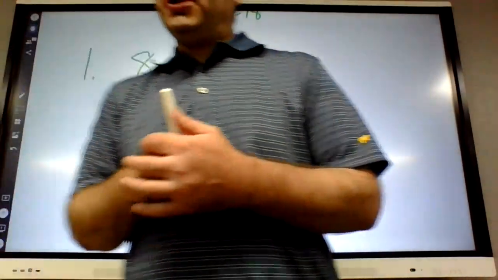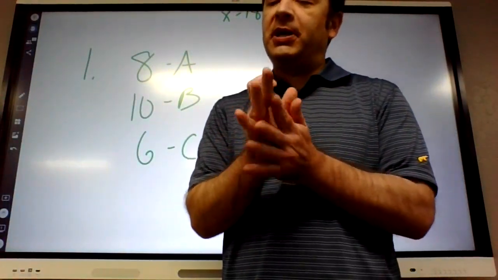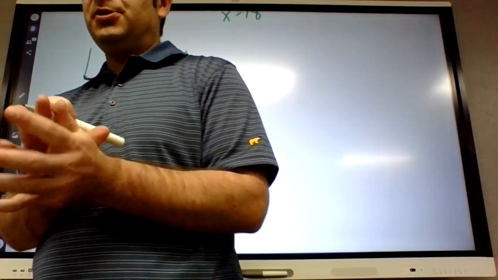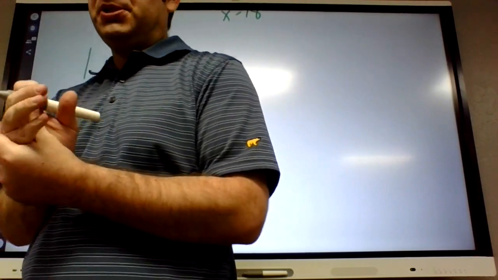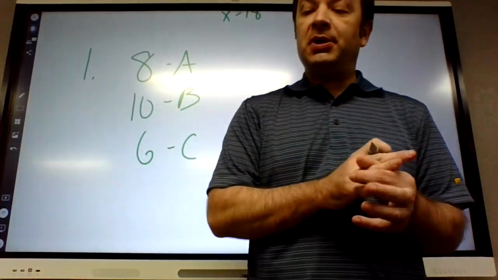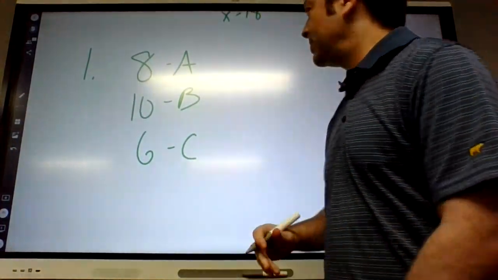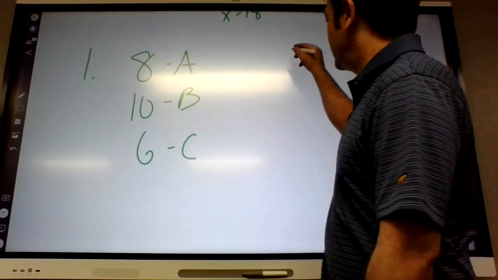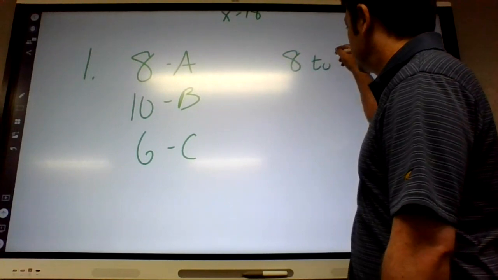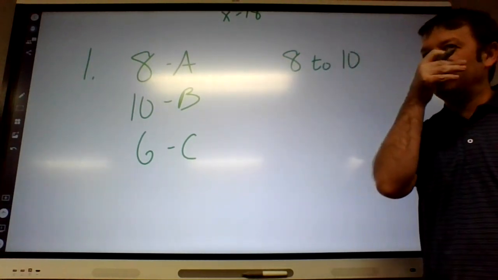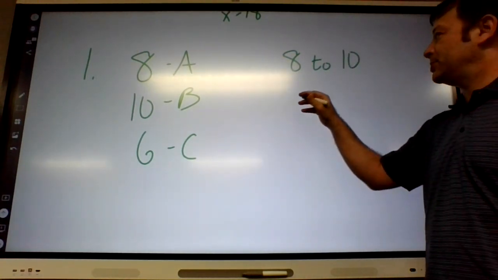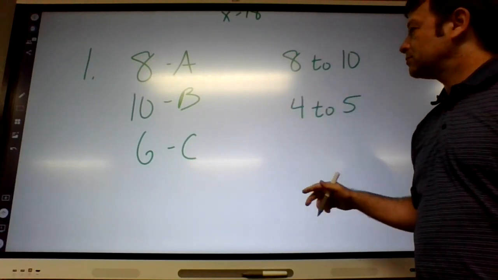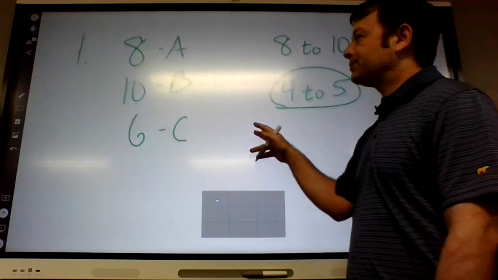Okay, so the directions say write the following ratio in lowest terms, so we have to reduce, using the word "to." Number 1, the ratio of A's to B's. What's the ratio of A's to B's? 8 to 10. But does that reduce? Yeah, if they're both even, that means they're divisible by 2. So what should we reduce them to? 4 to 5. So that is the answer.